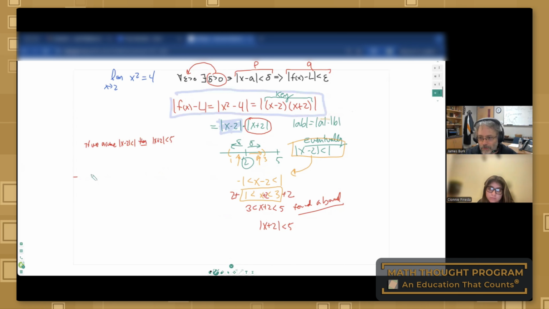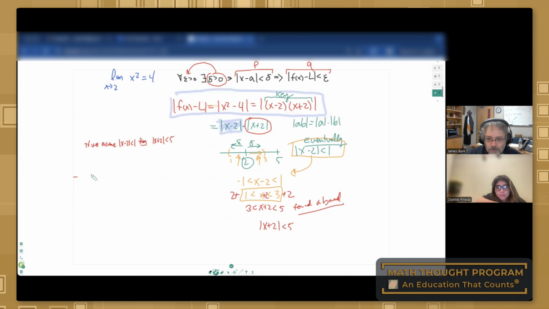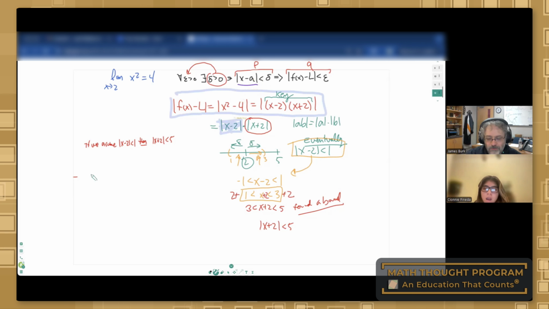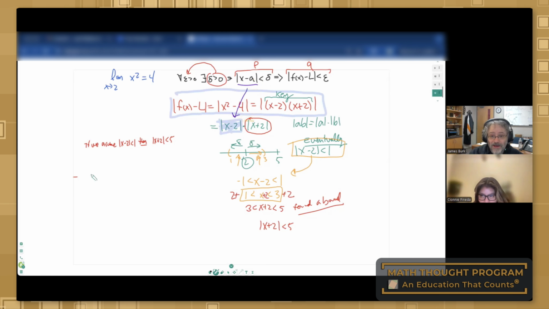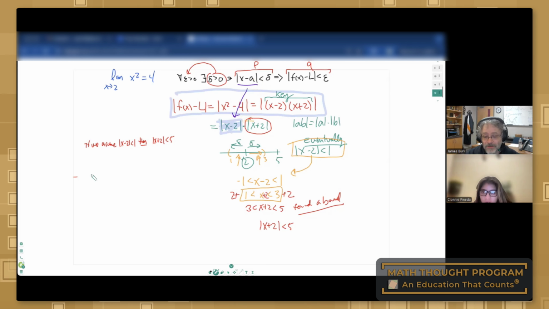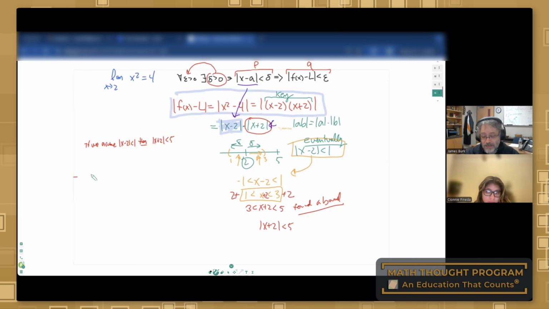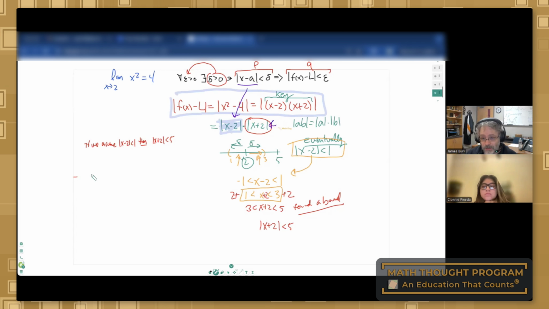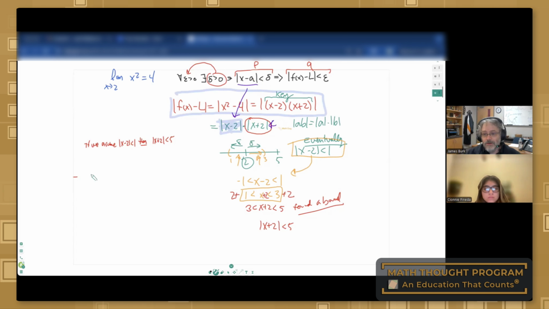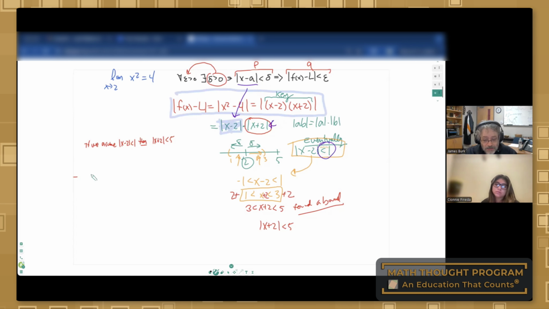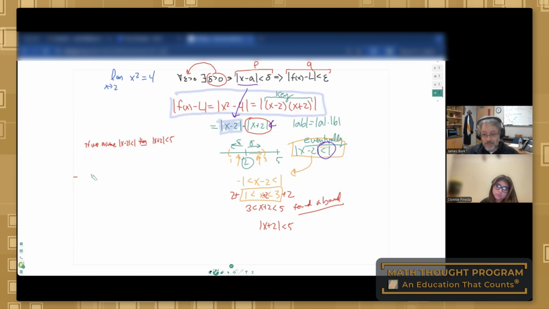Okay, so you might want to write this down. F minus L, same thing, but you're going to try to find the x minus 2, this x minus a, some way, somehow in this step. Then the next thing is you have to do something with the x plus 2. You've got to figure out some way to bound it. And that's why we set it less than 1, because it makes it easy. And I know eventually it's got to be small enough.